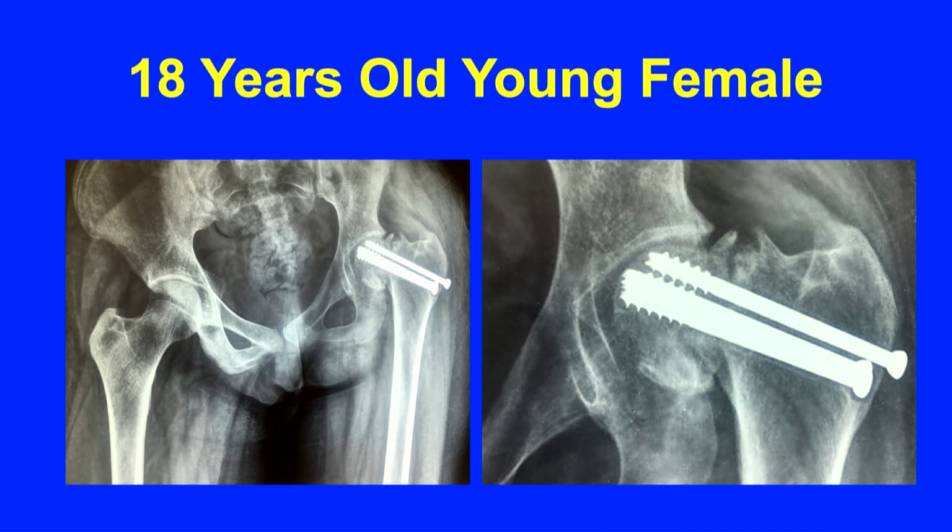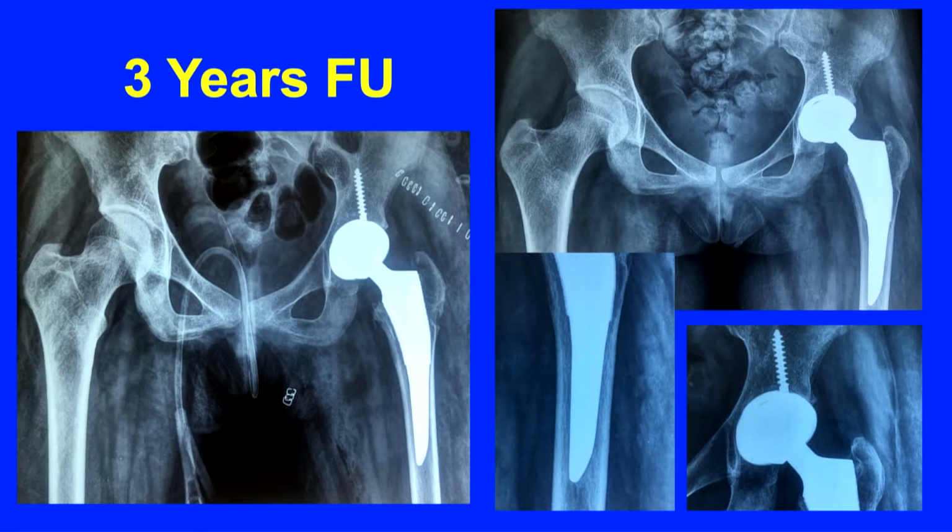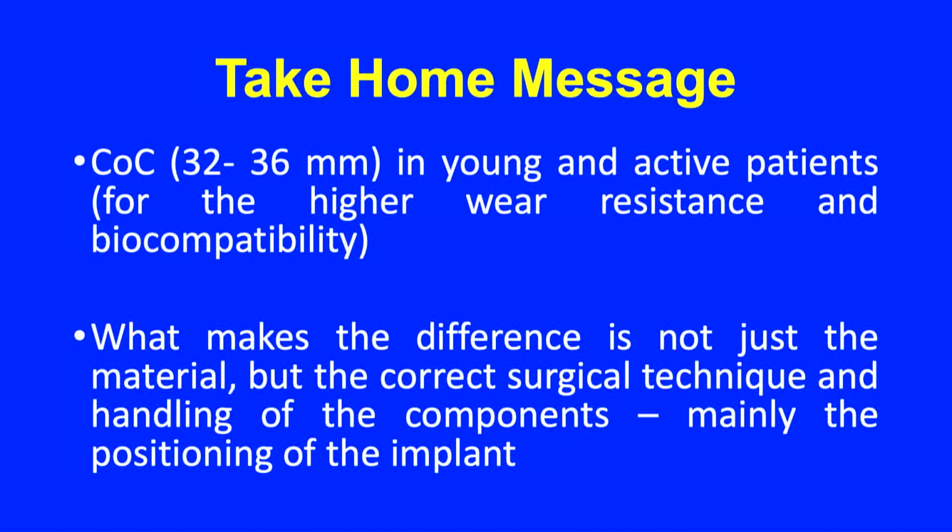It is very difficult to accept that an 18-year-old patient with a non-union, a TC fracture neck of femur with implant penetrating, you have nothing to offer. Again, she had a ceramic on ceramic hip, and she's performing well at 3 years follow-up. So, if you see, ceramic on ceramic is doing well in a younger patient. You have an option of using a 32 to 36 millimeter head.